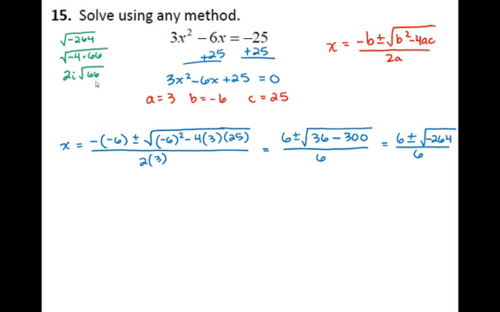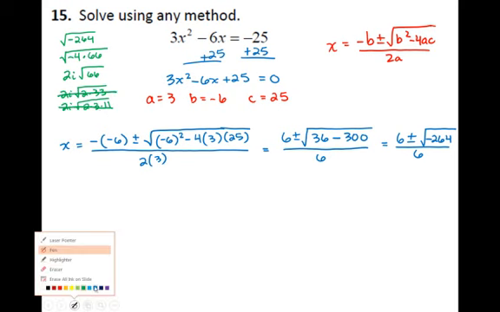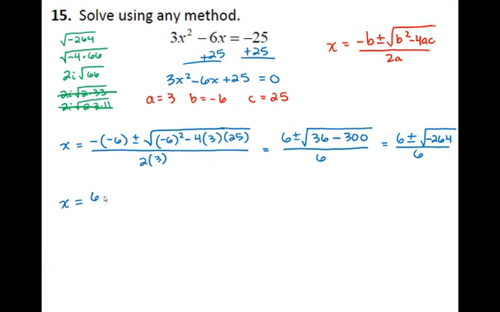Now I know 66 is an even number, so 66 is 2 times 33. How can I break down 33? I can't, it's a prime. Oh wait, no, it's not. Let me break it down. I can do 3 times 11. Okay, but now these are all primes, and neither one of them is a perfect square, so 2i radical 66. So x equals 6 plus or minus 2i radical 66, all over 6.